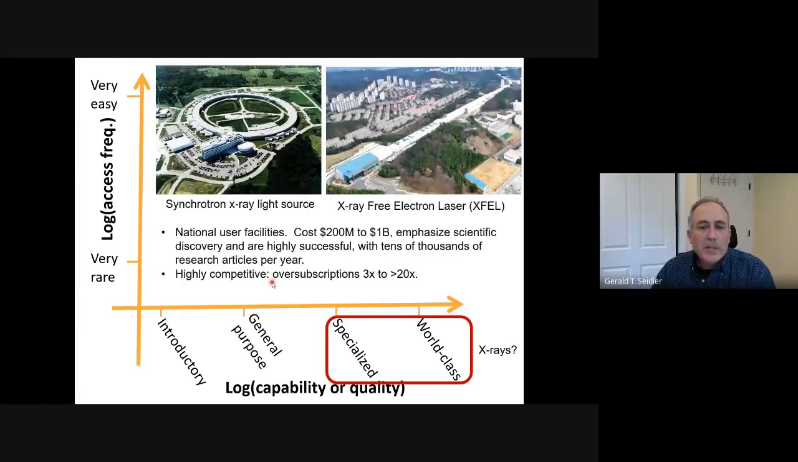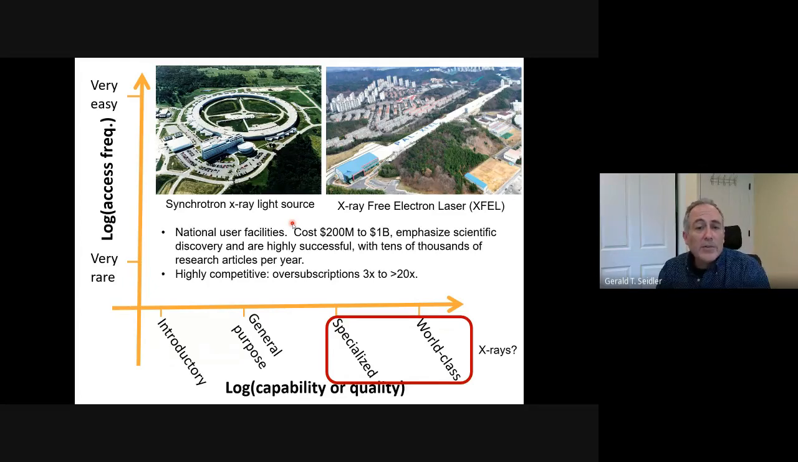Spanning specialized and world-class are the synchrotron X-ray sources, such as the Advanced Photon Source, there's a picture of it here, which is located outside Chicago at Argonne National Labs. Or X-ray free electron lasers would be strictly world-class, such as this one in South Korea at Pohang. These are national user facilities. They cost $200 million to $1 billion to build. They emphasize scientific discovery, and they're very highly successful engines for discovery.